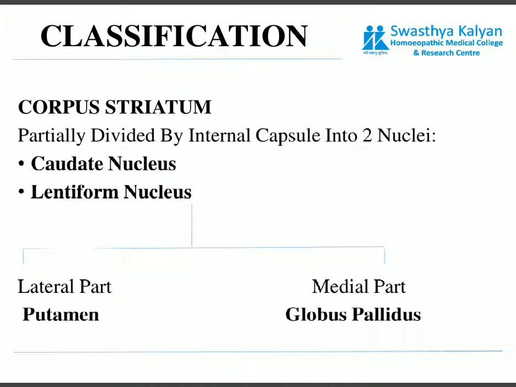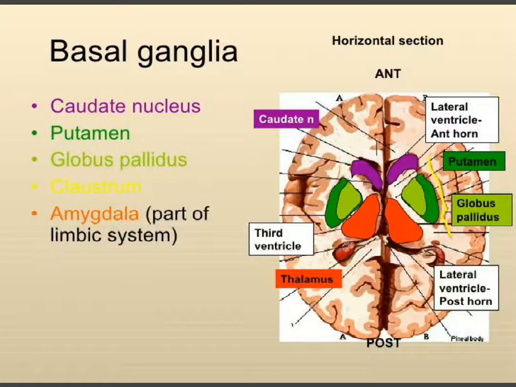The lentiform nucleus is further divided into two parts. The lateral part is the putamen and the medial part is the globus pallidus. So in the figure here, you can see the parts of the corpus striatum, that is the caudate nucleus and the lentiform nucleus, divisible into lateral part putamen and medial part globus pallidus. You can also see in yellow here the claustrum, and the third part is the amygdaloid body.